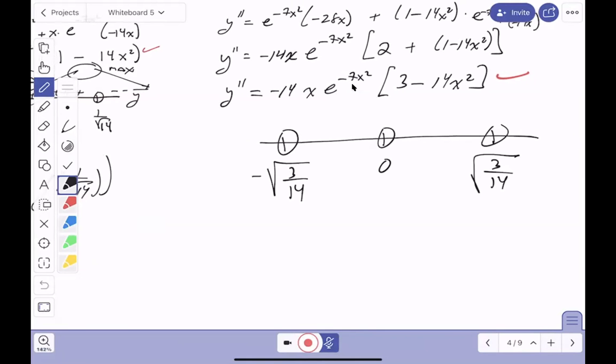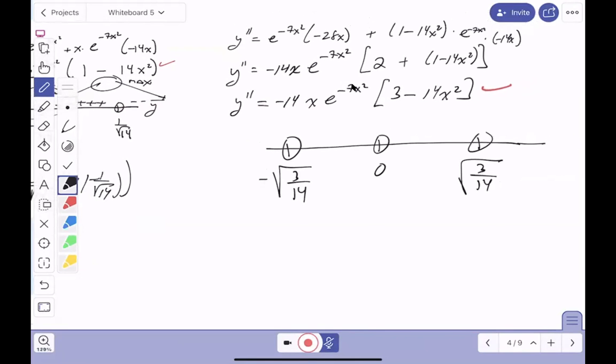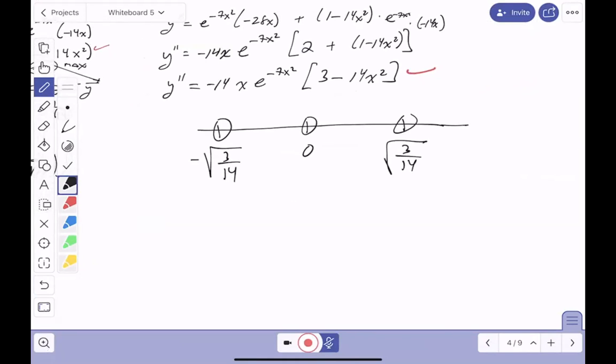Someone says, I don't like those nasty numbers you give me. But we do give you pictures. Hopefully the picture's going to help you. Now I'm going to play it easy. I'm going to take a number that's clearly to the right of root 3/14. And what would that number be? Like 1. Plug it in.